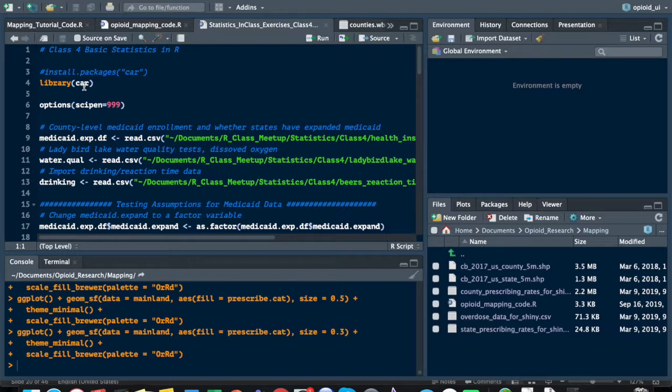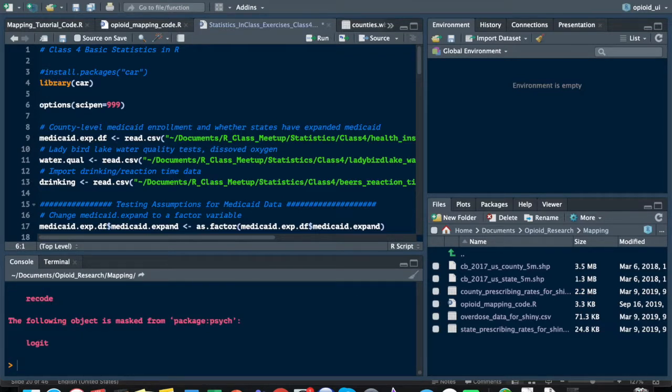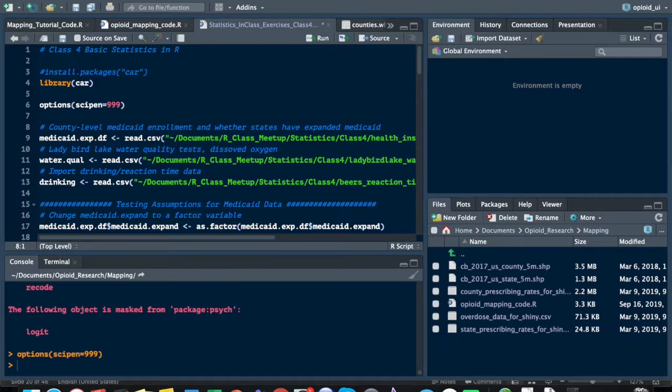So if you do not have CAR installed, I have it commented out here. I'll make sure you run that. If you do not have it installed already, just take out the comment and run that. I can't run it because it's going to error out on me. So I'm going to load this library. All this is doing is getting rid of scientific notation, because a lot of people in this room might not know scientific notation. I always turn it off because it's very difficult to read.